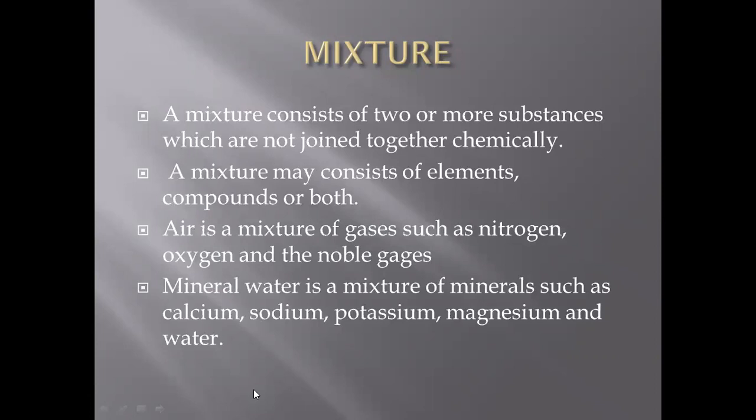A mixture consists of two or more substances, but they are not joined chemically. It means that they can be easily separated by a physical method. And a mixture may consist of elements or compounds, or both elements and compounds. For example, air is a mixture of gases such as nitrogen, oxygen, and noble gases. Mineral water is a mixture of minerals such as calcium, sodium, potassium, magnesium, and water.